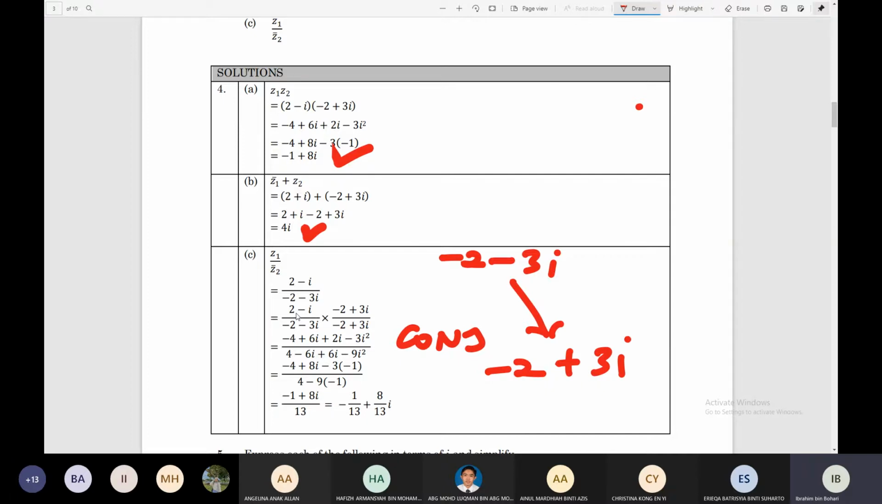So multiply both the numerator and denominator by the conjugate of the denominator. 2 minus i times negative 2 plus 3i, and the denominator times negative 2 plus 3i. Then expand: negative 4 plus 6i plus 2i minus 3i squared, and the denominator 4 minus 6i plus 6i minus 9i squared. So i squared equals negative 1. This one you will check. So the denominator equals 13, and the numerator equals negative 1 plus 8i, over 13. The final answer is in terms of a plus bi: negative 1 over 13 plus 8 over 13 i.